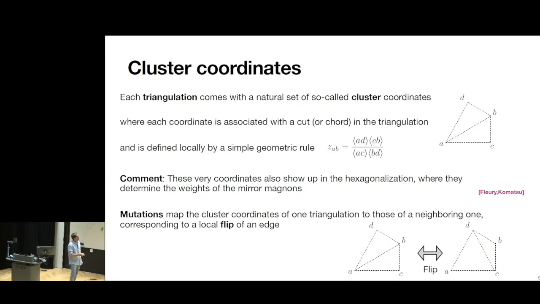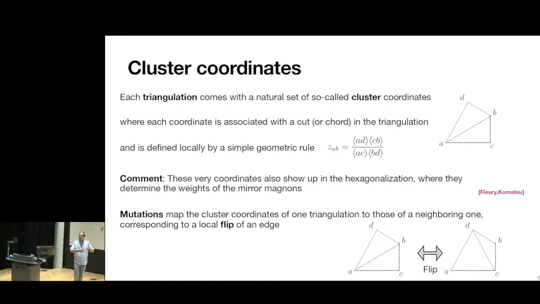Okay, so here, for instance, the variable ZAB, the cluster coordinate associated to A and B, this chord, is just given by this product times this one divided by this one and that one. This is just this cross ratio here, if you have never seen it before. So actually, these are natural coordinates in the hexagonalization. This is what determines the weight of the mirror magnon. So when we use hexagonalization, for every cut, as I say, we have a sum over mirror magnons, and each one of these mirror magnons is weighted by something which is related to this Z.